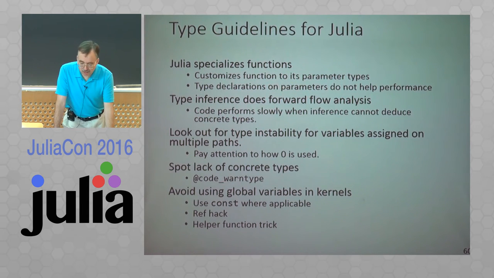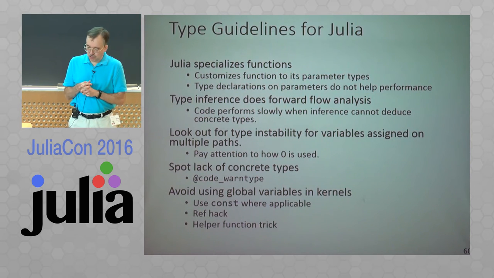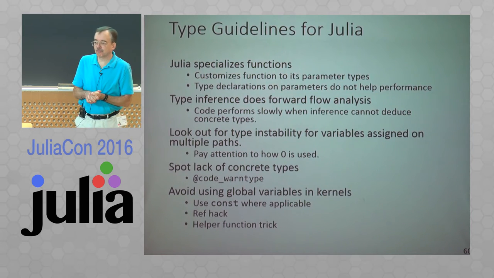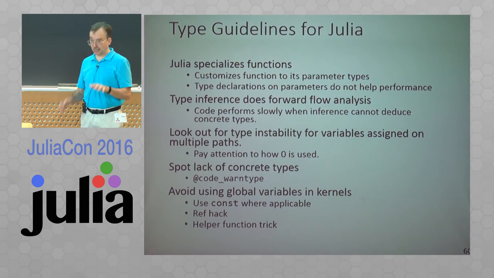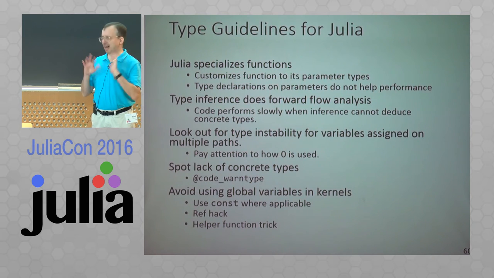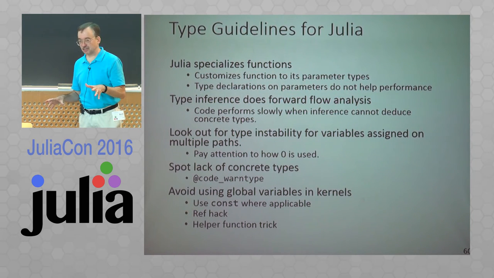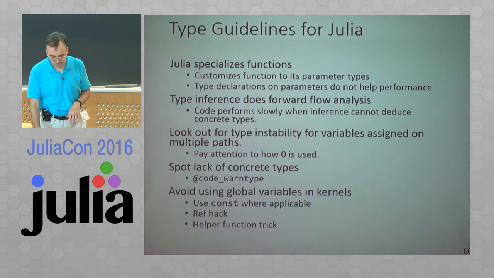So, the type guidelines for Julia. Julia specializes functions to the parameter types, so type declarations on parameters really don't help performance. You use them for overload resolution or to protect yourself against accident. I'm very sloppy and careless, so I need all the help I can get. So I usually type my arguments to functions as narrowly as I can.